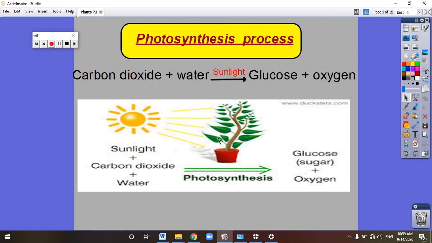Okay? Okay, let's see this picture. There is here sunlight, carbon dioxide, and water, so the plant makes photosynthesis to produce glucose, which is the food of the plant, and oxygen.